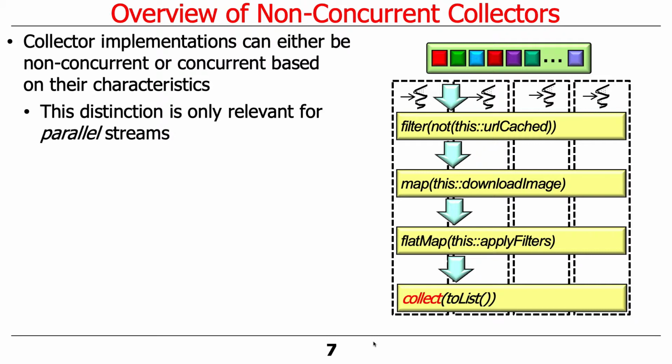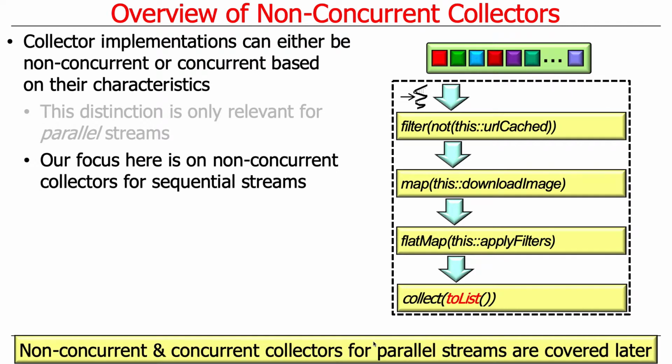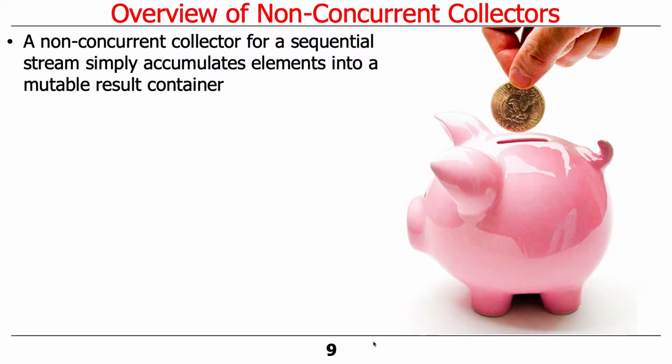The distinction between concurrent and non-concurrent collectors is only relevant for parallel streams. So as we'll see when we talk about parallel streams a little bit later, if you have a parallel stream, then the choice between concurrent and non-concurrent collectors actually is meaningful. Our discussion here is only focusing on sequential streams. So it only makes sense to talk about non-concurrent collectors. It makes no sense whatsoever to talk about concurrent collectors for non-parallel streams because there's nothing parallel that's going on there. So we'll cover the concurrent and non-concurrent collectors for parallel streams in a little bit.